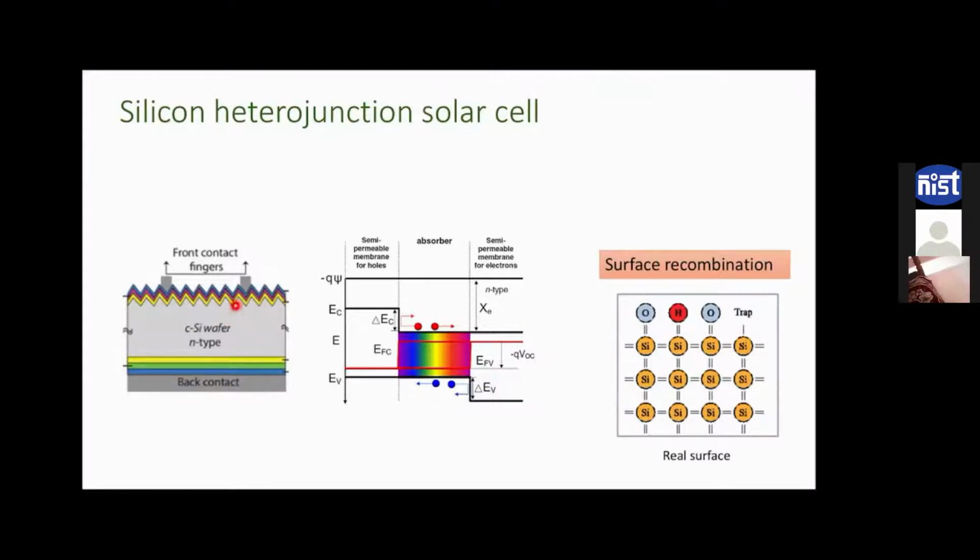This kind of recombination at the defect states sitting on the surface is called surface recombination. So we want to minimize this surface recombination by minimizing the surface states, and this process of minimizing the surface defect states in the silicon wafer is called passivation.